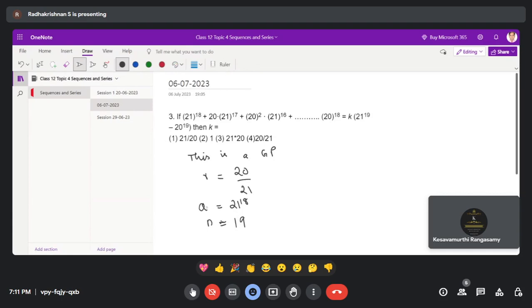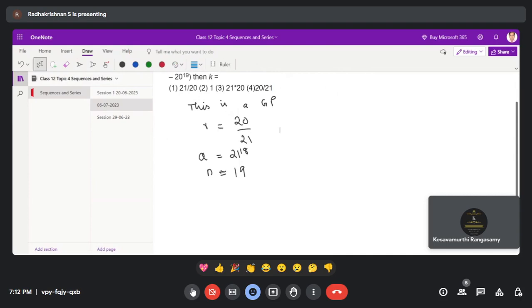So for this series, A is 21 to the power of 18, R is 20 by 21, N is 19. So you have to find the sum to N terms. Just like in AP, what is the formula for Sn? Sahana may not know this; it will come to you later.